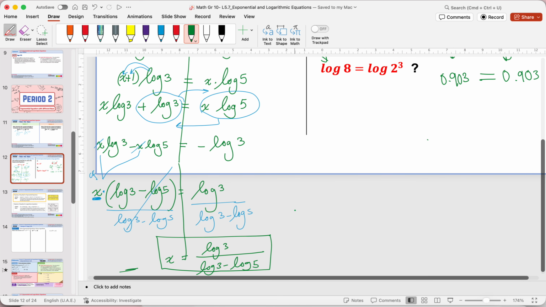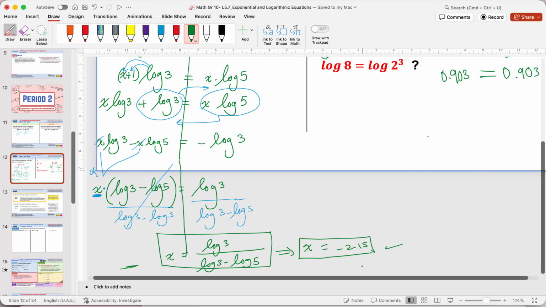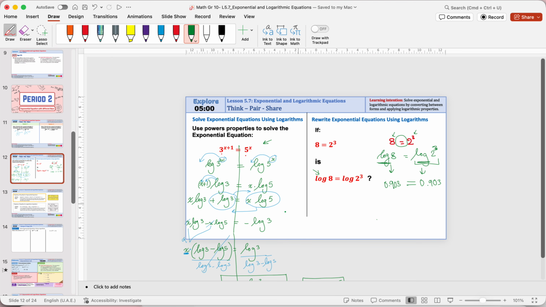Put this in your calculator. By the way, once you are putting logarithms in your calculator, make sure to close your bracket of each logarithm, because obviously the calculator will not close it for you. If you put this in the calculator, it's going to be x equals negative 2.15. That's it. And this is how you solve exponential equations with different base. Very easy, but it's just the same steps every single time.